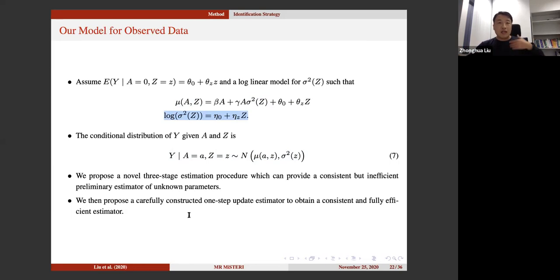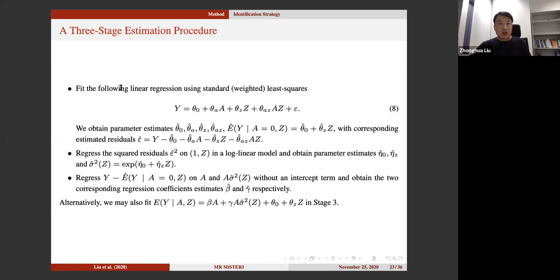What can we do? We propose a novel three-stage estimation procedure, which can give us a consistent estimator, but not fully efficient. And then we propose a one-step update estimator to get a consistent and fully efficient estimator. Fully efficient simply means the estimator is the most accurate in terms of standard error. So the confidence interval will be shortest, the standard error will be smallest. You may ask, why don't we use the maximum likelihood estimator, which is simple, since you have normal data? Because the likelihood function may not be convex or concave, so there are some numerical reasons we do this. But in the end, this one-step estimator still achieves full efficiency. How to do this? Now, three steps. Run a linear regression, just a simple linear regression, least squares.